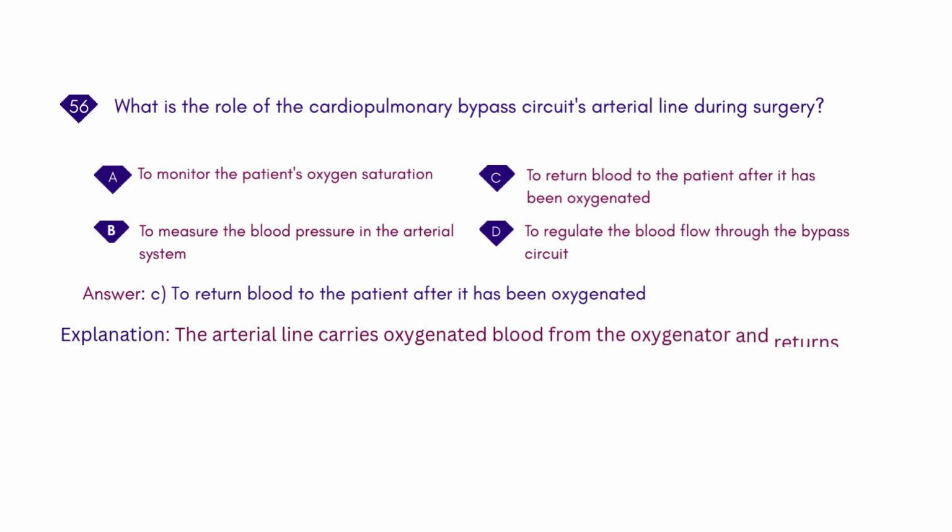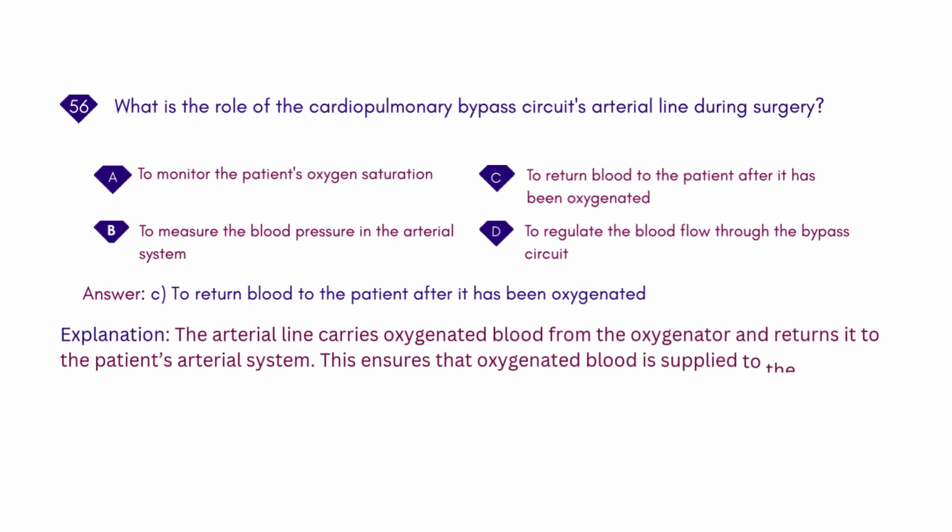Explanation: the arterial line carries oxygenated blood from the oxygenator and returns it to the patient's arterial system. This ensures that oxygenated blood is supplied to the patient's tissues and organs during the surgical procedure.